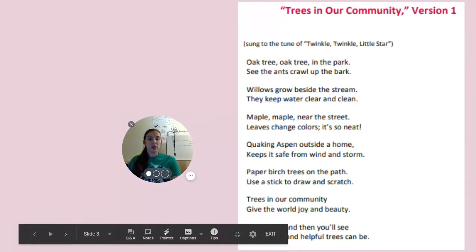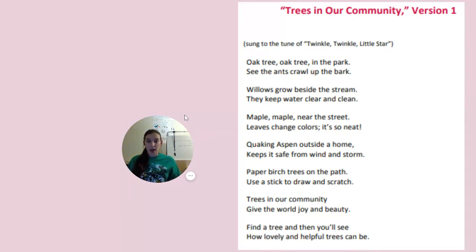So we are going to take a look at our poem here. As we read, we're going to be looking at and thinking about the locations that these trees are in so we can remember them, so we can compare them and see how similar and different they are to the pictures. So this is Trees in Our Community.